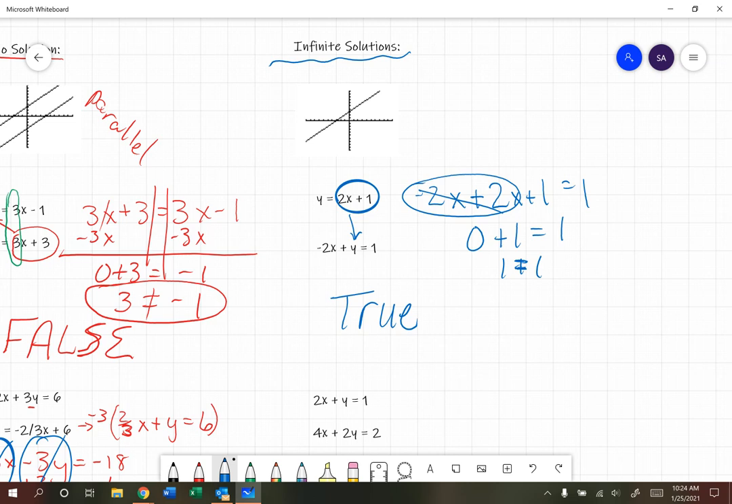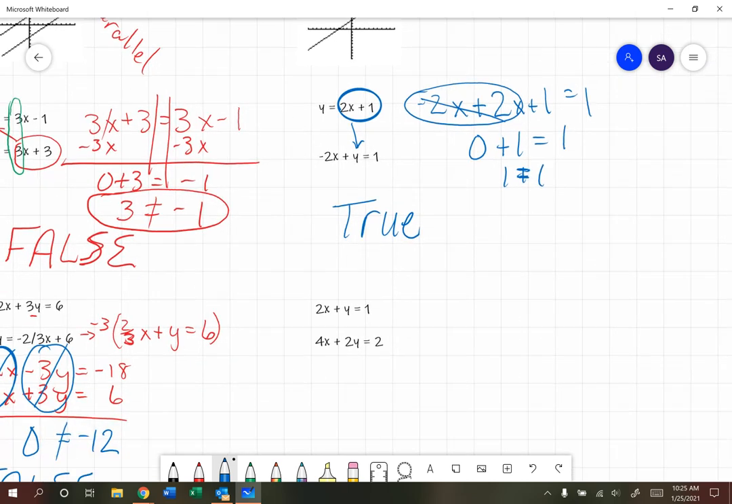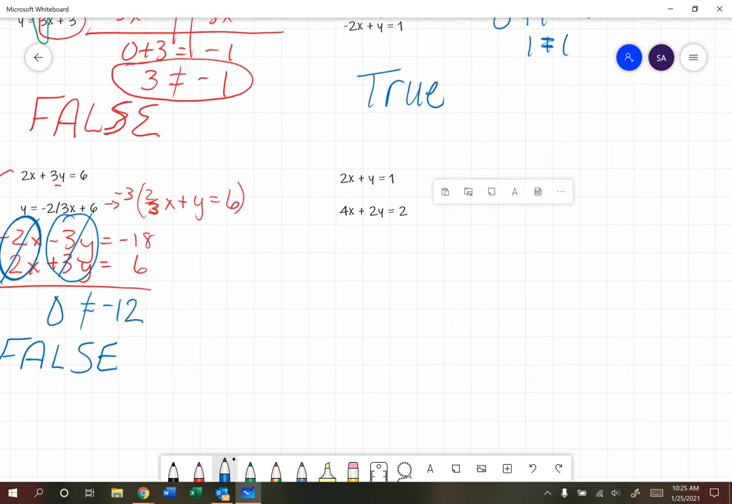Now, if these were both in slope-intercept form, we could easily tell that they were the exact same line. Or if they were both simplified, we could tell that they're the exact same line. But it's when they're in different forms that we can't always tell. Or if it's a multiple, we can't always tell. Like, we don't know right now that this is the same line unless you kind of think about it. So I'm going to multiply this top one by negative 2 so that I have something to eliminate. So I end up with negative 4x minus 2y equals negative 2.